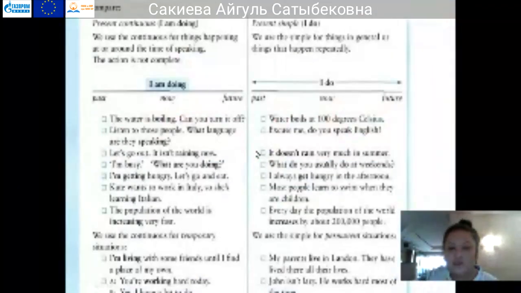Now, let's talk about the difference between these two grammar structures. So when we use present continuous, look at it. We use present continuous for things happening at or around the time of speaking. So when the action is happening now or around the present time, that's why we use present continuous.